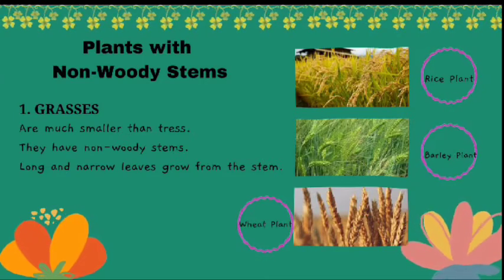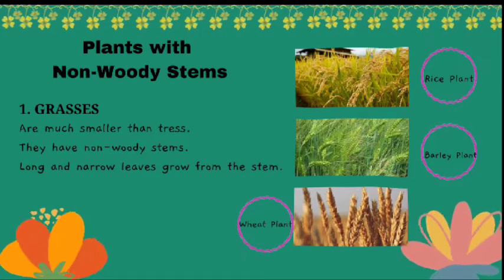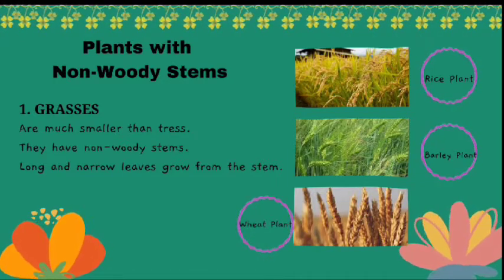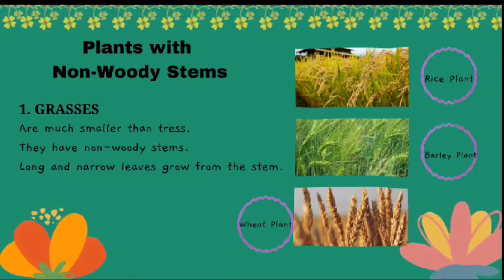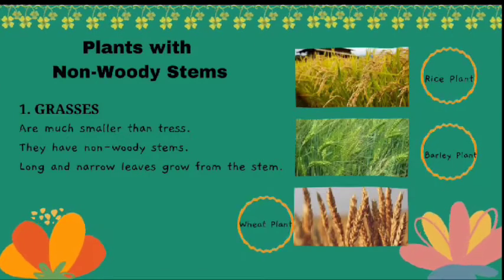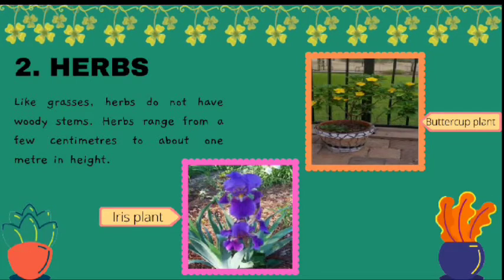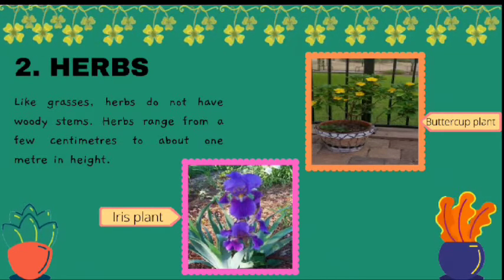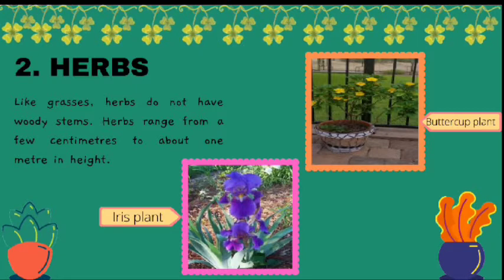Plants with non-woody stems. 1. Grasses are much smaller than trees. They have non-woody stems. Long and narrow leaves grow from the stem. For example, rice plants, barley plants, and wheat plants. 2. Herbs. Like grasses, herbs do not have woody stems. Herbs range from a few centimeters to about 1 meter in height. For example, buttercup plant and iris plant.